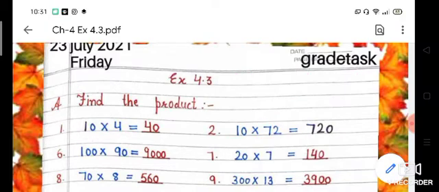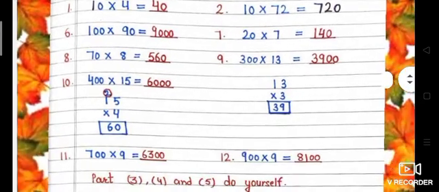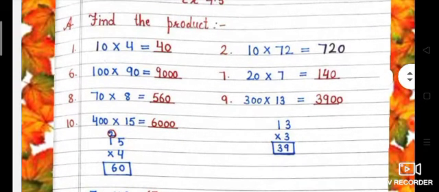Next, parts 2, 3, 4, and 5 are homework for you. All are simple, so try some parts yourself.